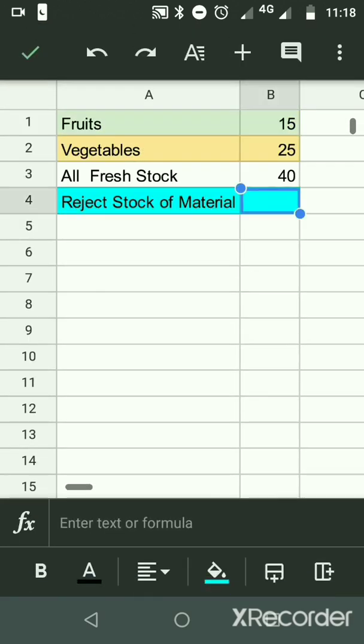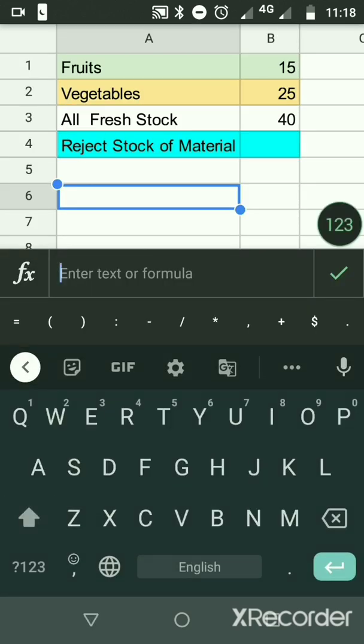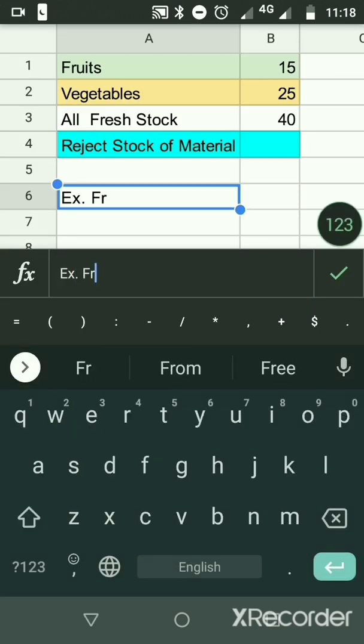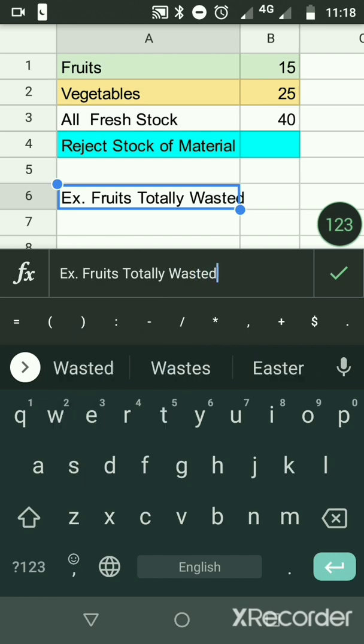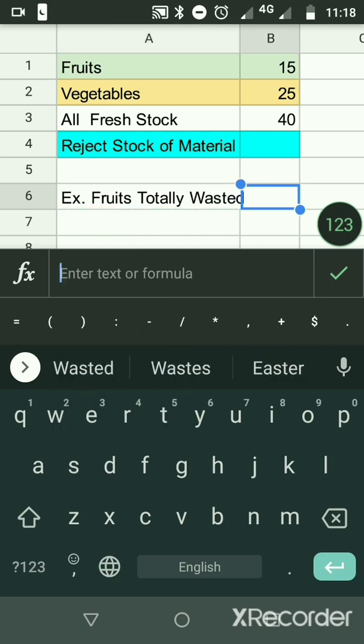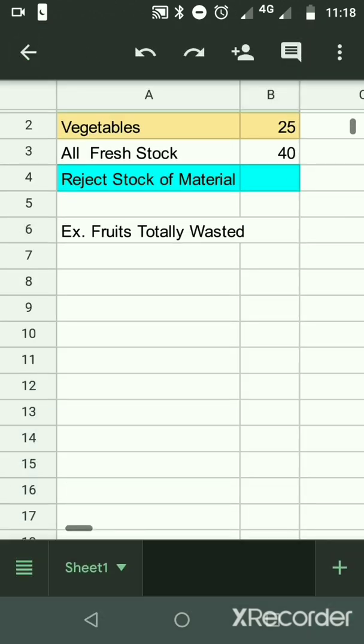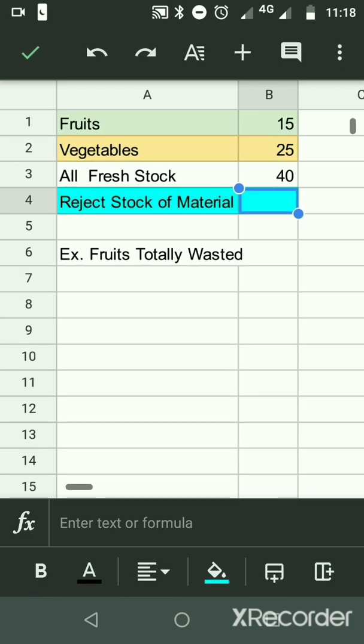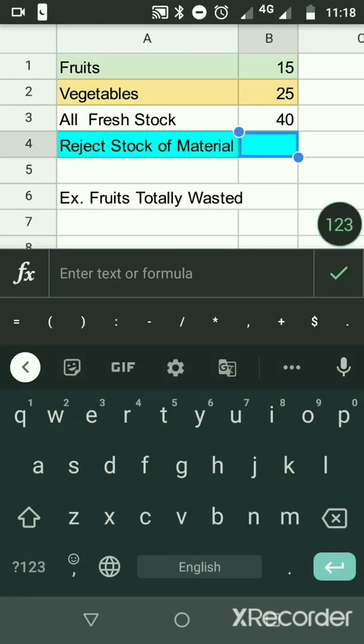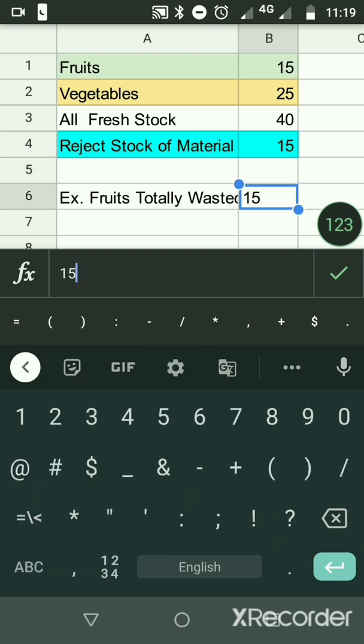Okay, in this rejected stock, fruit is totally damaged. Example, fruits totally wasted. Okay, fruits is totally wasted. So here we can calculate from all stock fruits will be totally wasted. So rejected stock of material is 15, यानी कि 15 fruits will be wasted.